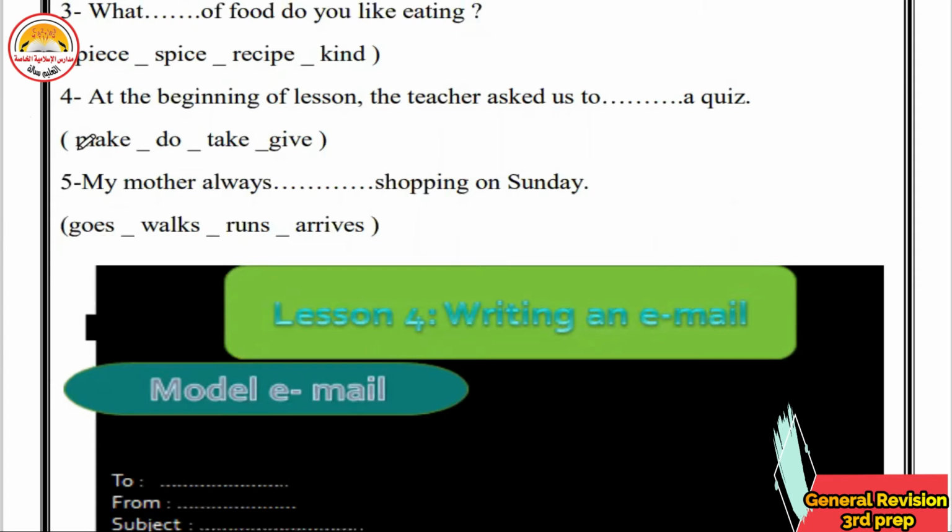Number 4, at the beginning of the lesson, the teacher asked us to blank a quiz. We have the word quiz. It comes with the verb to do. Do a quiz. Yes, good. Do a quiz. My mother, Marwan. Number 5. My mother always blank shopping on Sunday. Goes, walks, runs, arrives. Okay, very good. Go shopping on. Go. Yes, go. Thank you, Marwan.